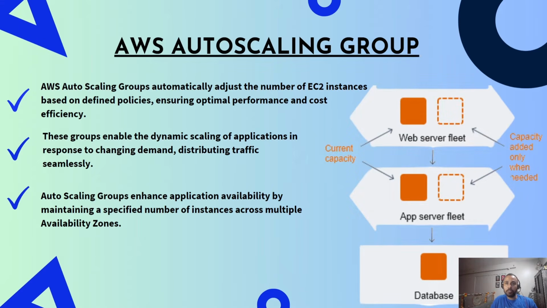Now, these groups enable the dynamic scaling of applications in response to changing demand and distribute traffic seamlessly. You can also configure it based on the demand that is coming in. For example, you can use the count of concurrent users. Suppose I am hosting a website, and I know that one web server is going to take a load of 200 concurrent users, not more than that. That is the capacity for which I have configured my web server.